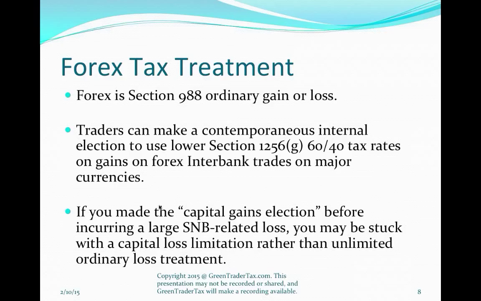Then you got this whopping loss with SNB news, headline risk. You're stuck with the capital loss limitation rather than the unlimited ordinary loss treatment. That's an internal election that you filed in your own books and records. And you know you did it, and you're an honest taxpayer, and you own up to it.